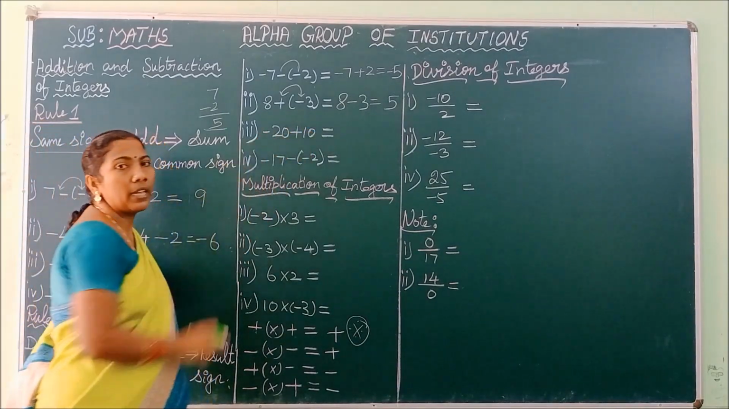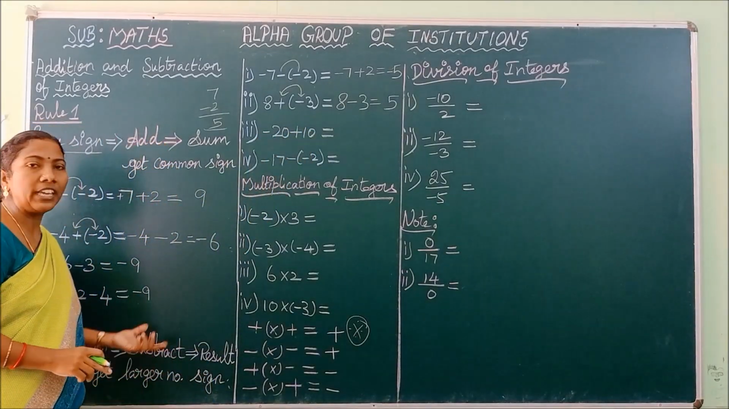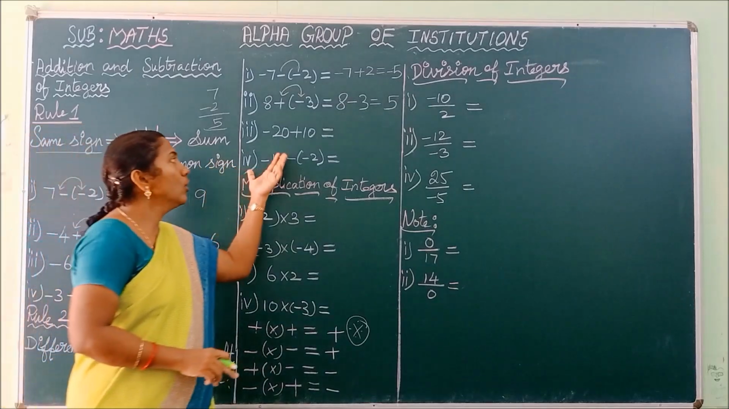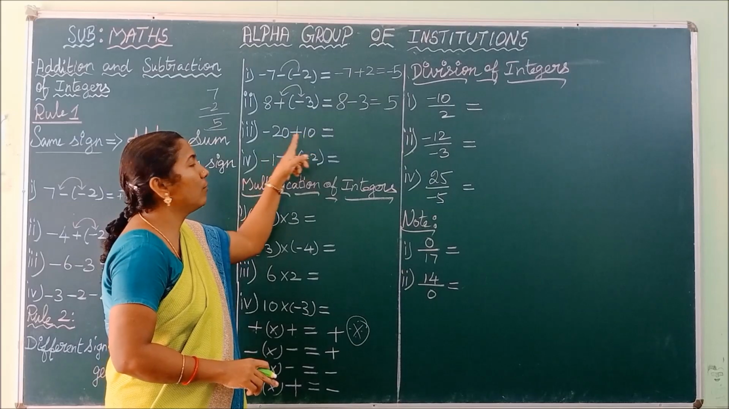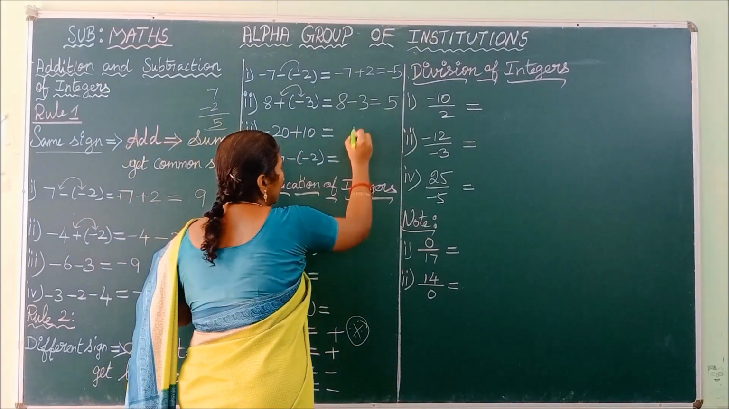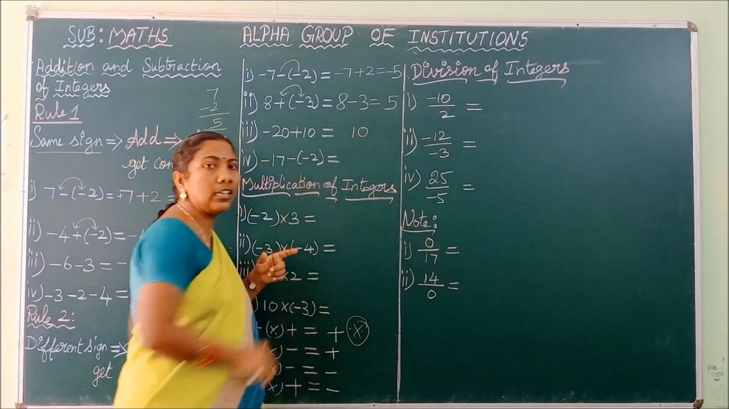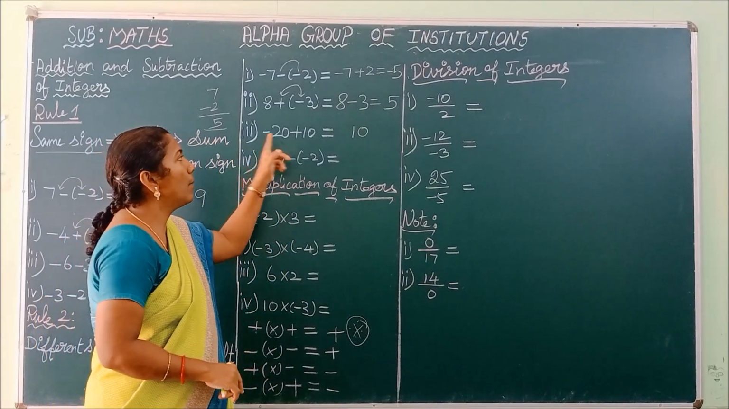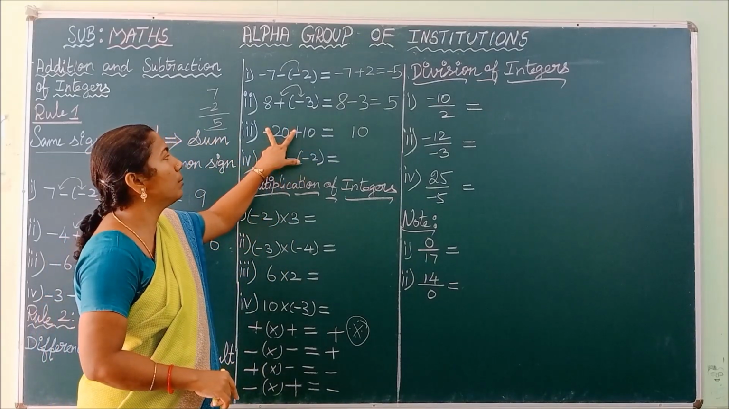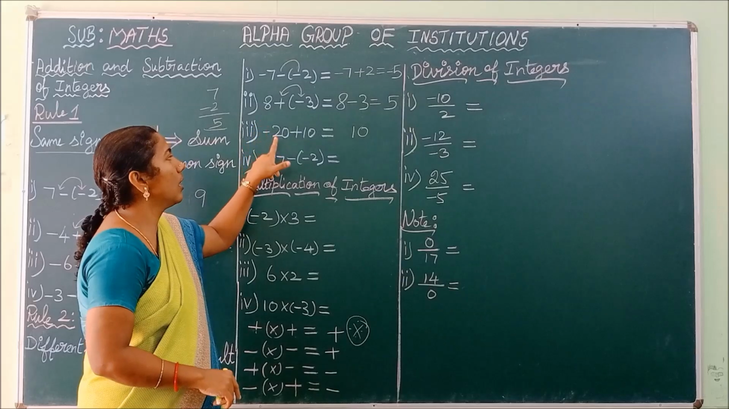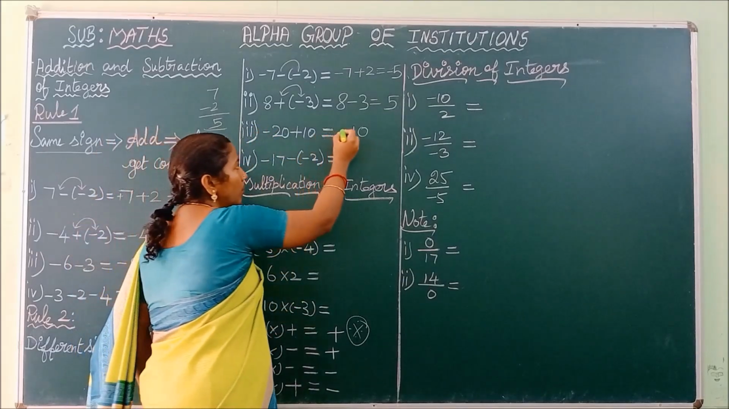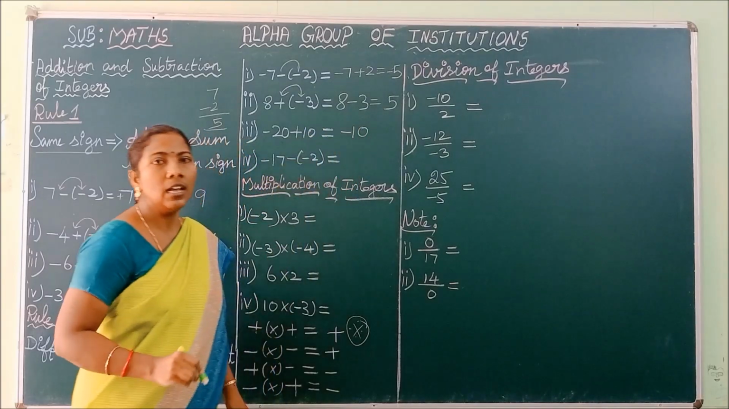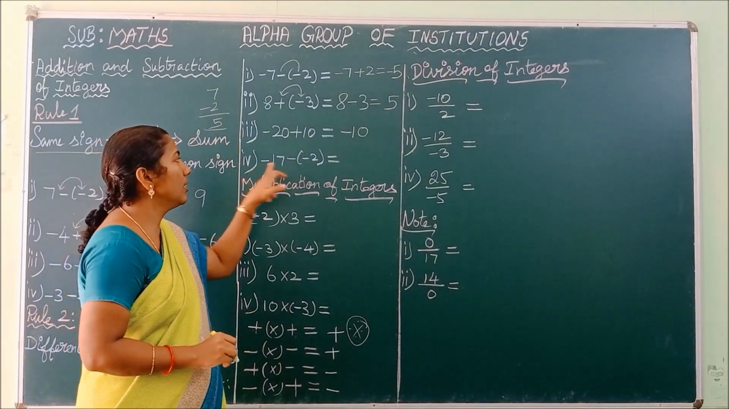Minus 20 plus 10. So as per rule 2, the given integers are in different signs. So we have to subtract the smaller number from the larger number. Subtract 10 from 20. So what is your result? 10. And this result gets the symbol of the larger number. Among these two numbers, you have to ignore the symbol and find the larger number. Which is the larger number? 20. What is the symbol for 20? Minus. So assign the minus to your result. So our answer is minus 10. Do we understand? See the next one.